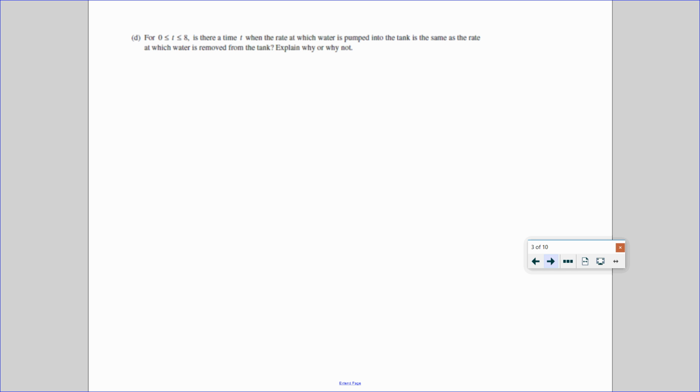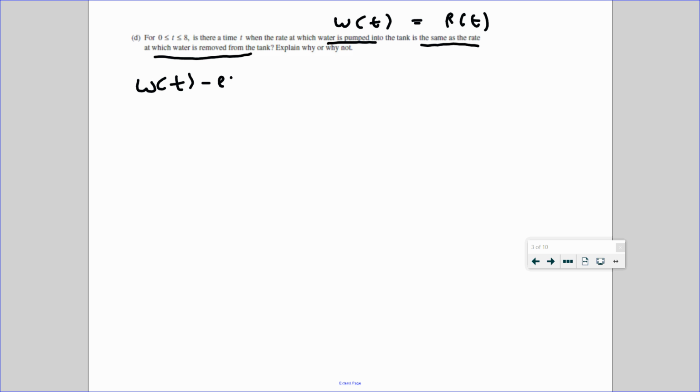It says, is there a time between the first 8 hours in which the rate of water being pumped into the tank is equal to the same rate as being removed? In other words, they're saying, is there a time when the amount of water going in, which we said was W of t, equals the amount of water going out, which is R of t? Explain why or why not. So, first thing I'm going to do is set this up. W of t minus R of t. And if they're equal to each other, we know that has to equal 0.